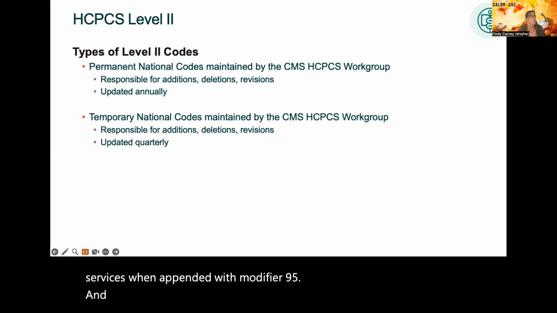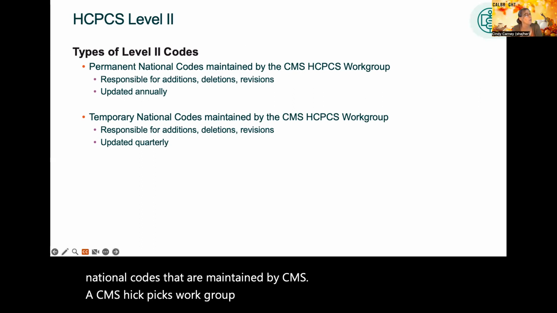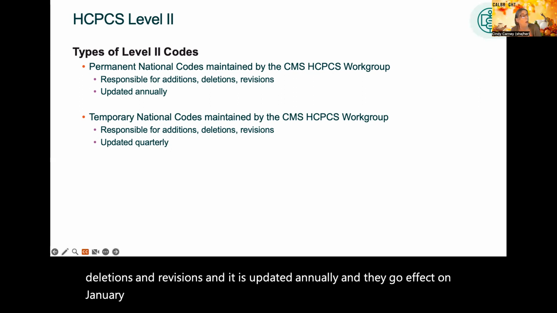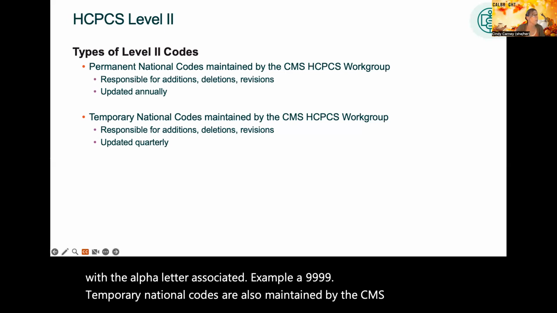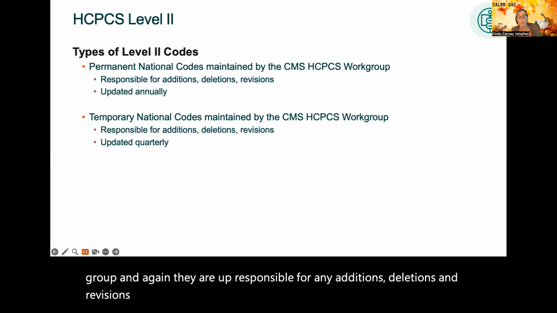And then we have our HCPCS. These are level 2 codes, permanent national codes that are maintained by CMS, a CMS HCPCS work group. They are responsible for any additions, deletions, and revisions. And it is updated annually, and they go into effect on January 1st. All HCPCS codes are 5-character alphanumeric that begin with an alpha letter, such as, for example, A9999. Temporary national codes are also maintained by the CMS HCPCS work group. And again, they are responsible for any additions, deletions, and revisions, and those temporary codes are updated quarterly.